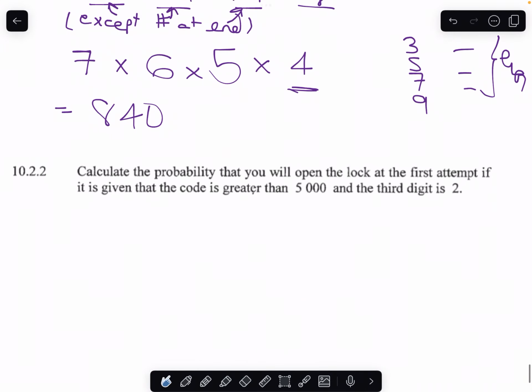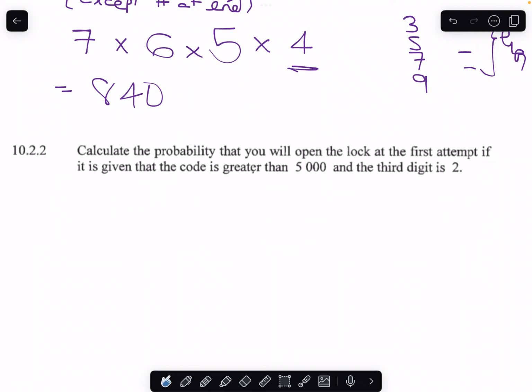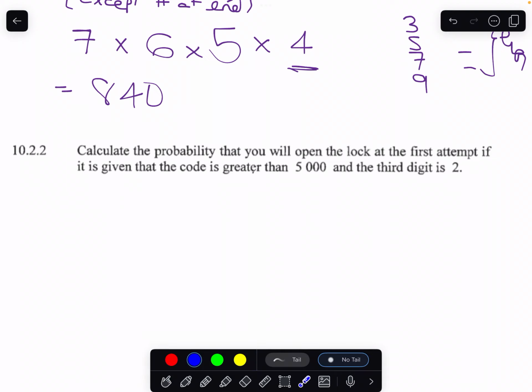Okay, last question. Calculate the probability that you will open the lock at the first attempt if it is given that the code is greater than 5,000 and the third digit is 2. Okay, so we want to find how many codes satisfy these conditions, and the probability that you guess correctly the first time will be 1 out of however many satisfy the conditions. So the conditions are the code is greater than 5,000, so that means it starts with a, oh no.